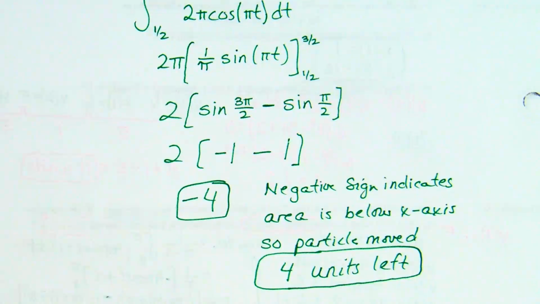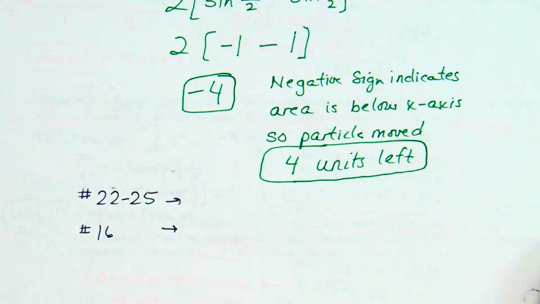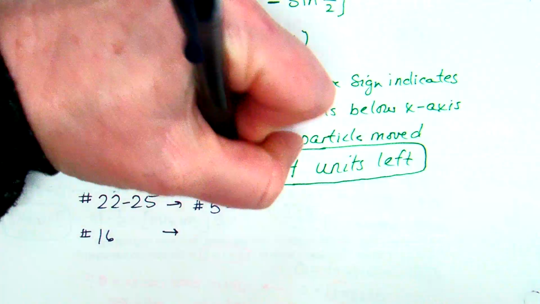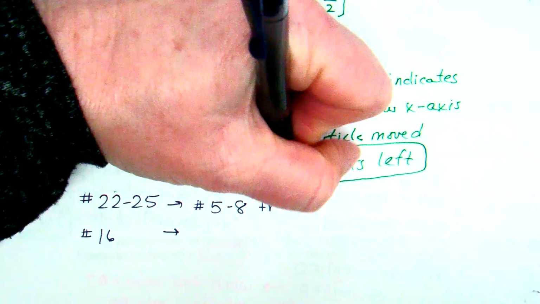I have a couple homework changes I'm going to throw on the bottom here. (22 through 25) become 5 through 8 from 86. 16 becomes 23 from 87.